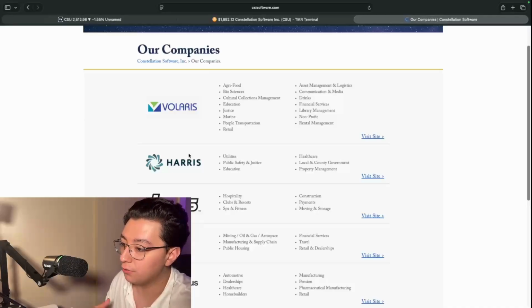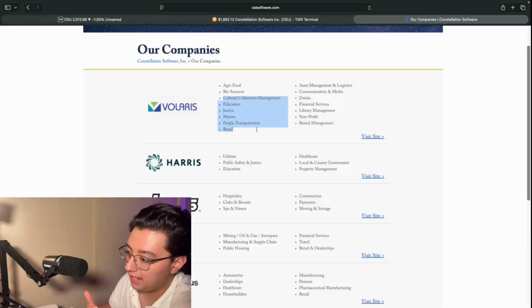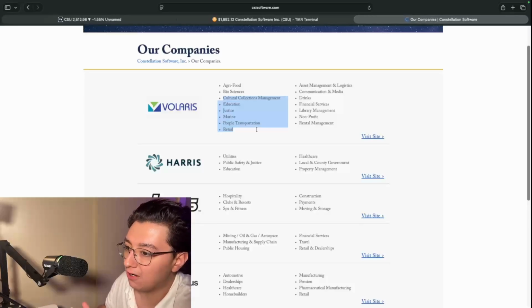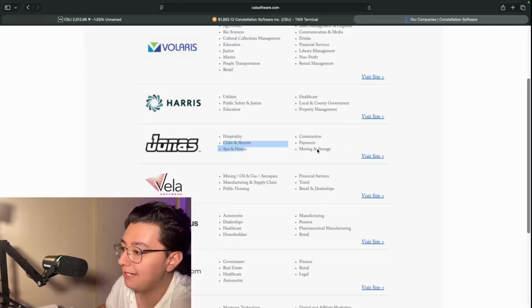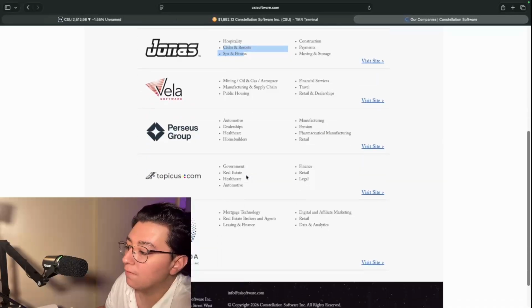These are actually called vertical market software, since they're so niched into something super specialized, for example, agri-food, bioscience, cultural collections management. And since they're so specialized, this creates a high competitive advantage, which is called high switching costs. I'll explain that right now, but just look at everything that I have: software for hospitality, clubs and resorts, spa and fitness, construction, payments, automotive dealerships. I even heard that they have software for golf course management.